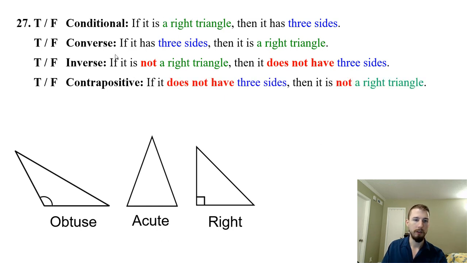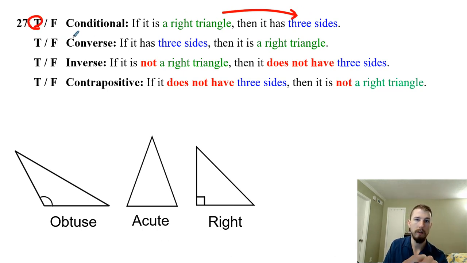All right, now that you've written them out, the last thing we want to do is evaluate the truth value. So go ahead and do this. So if it's a right triangle, does that mean it has to have 3 sides? Yes, because it's a triangle and all triangles have 3 sides. So this is true going in this direction. So that would be a true statement.